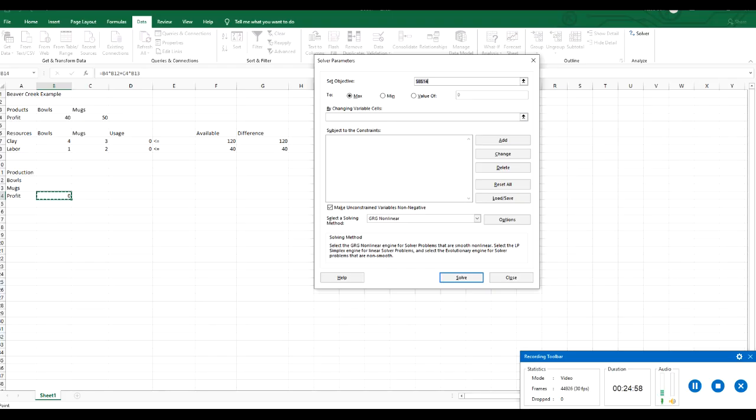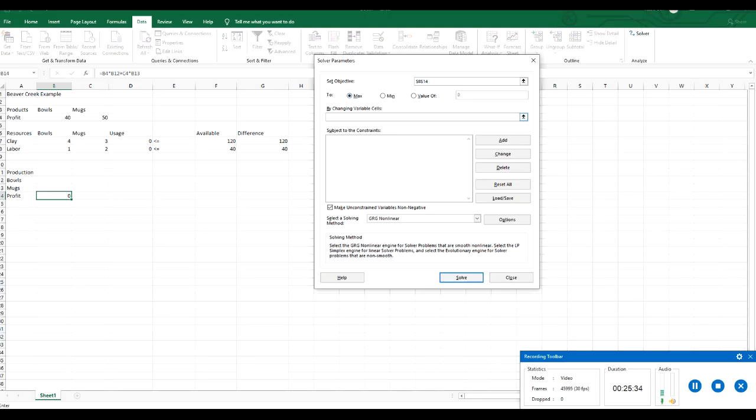So our first thing is we have to set our ultimate objective. In this case, our ultimate objective was maximizing profit. Where do we find maximizing profit? In cell B14. So we click this. B14, done. We know we're trying to maximize. If we were trying to minimize, that would be possible. But in this situation, we're trying to maximize.